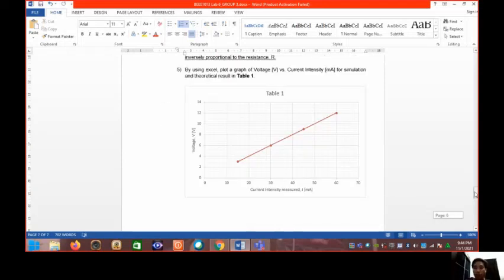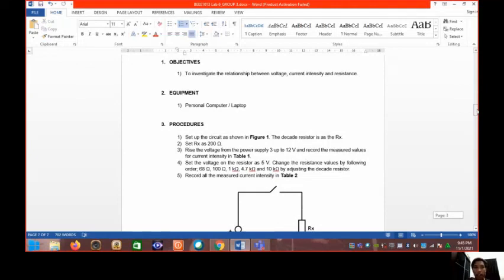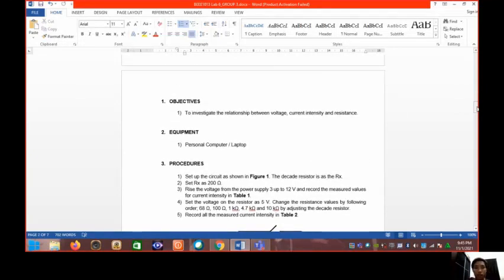So the objective of this lab was achieved, which is that we were able to investigate the relationship between voltage, current intensity, and resistance. So that's all from us.